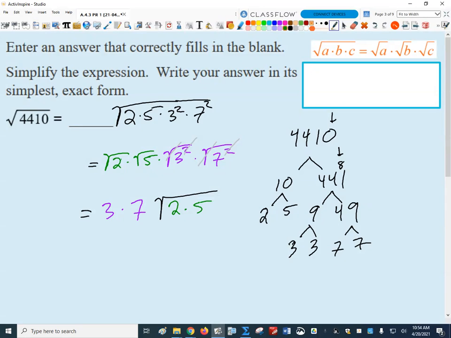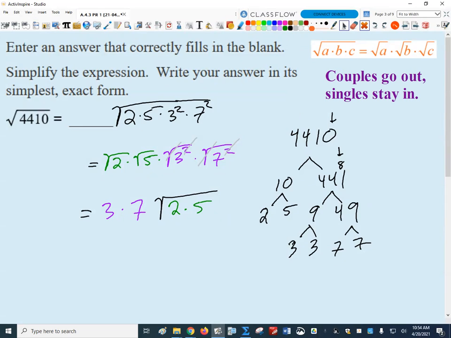So this process was handy. Wherever we ended up with factors that were squared, I had 2 3s and 2 7s in my factor tree, those ended up outside of the radical, right? The factors that were by themselves got stuck inside. We've got a little saying that reminds you about that. Couples go out, singles stay in, right? So look at the couples that we had.